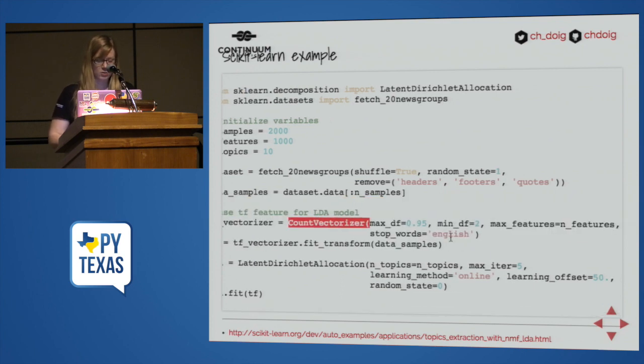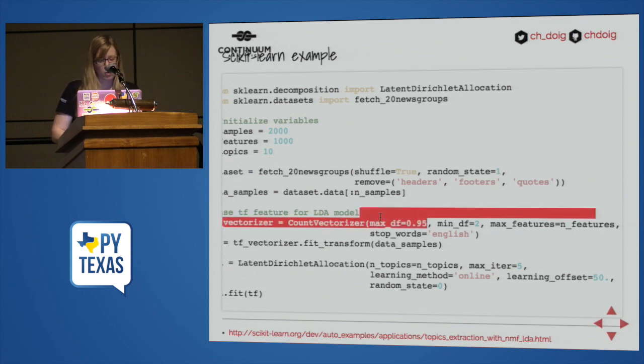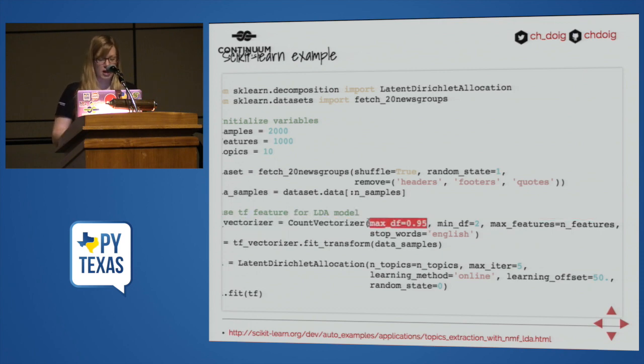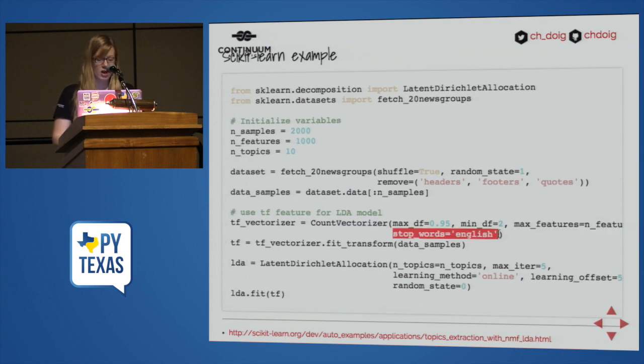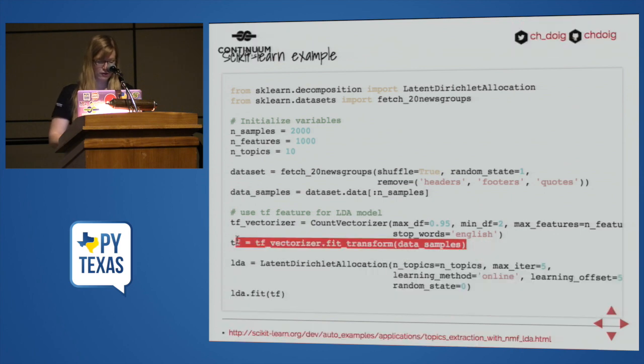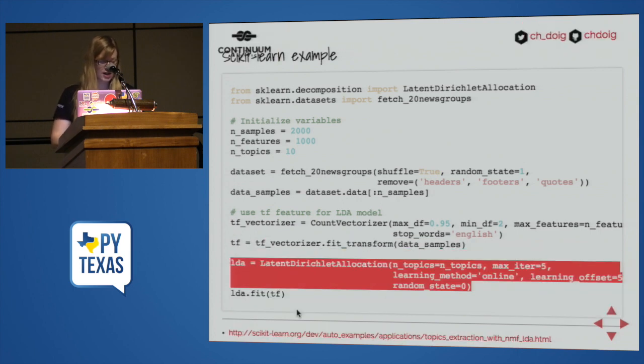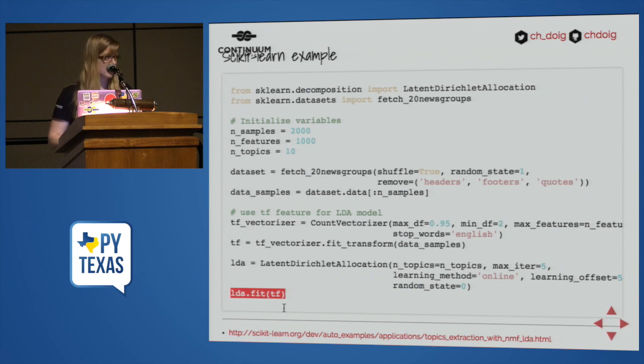And then you can also set up when you're going to remove words based on maximum frequency and minimum frequency, if you want a specific number of maximal features in your document, and if you do want to remove stop words or not. Then we can transform our data to this term frequency, and then call our LDA and fit it to this representation of term frequency of words per document.